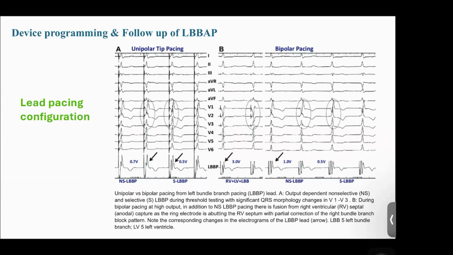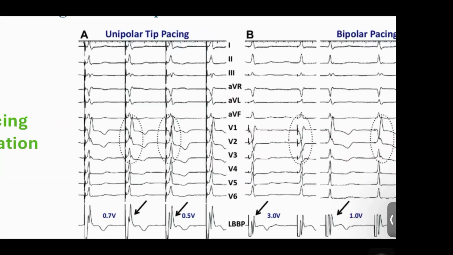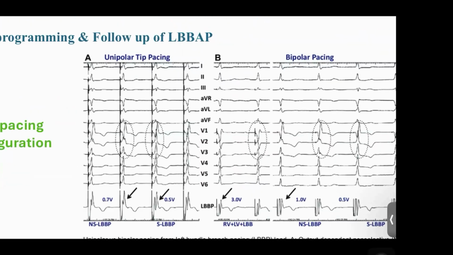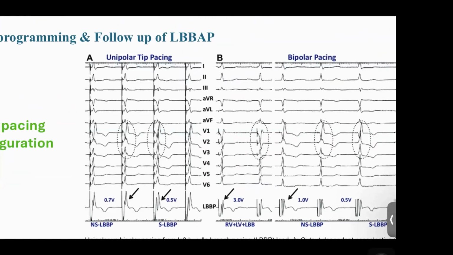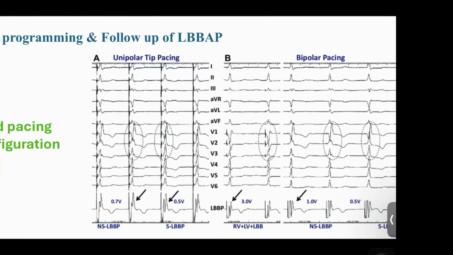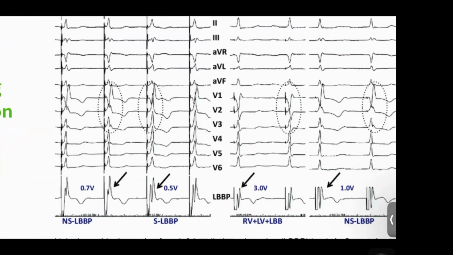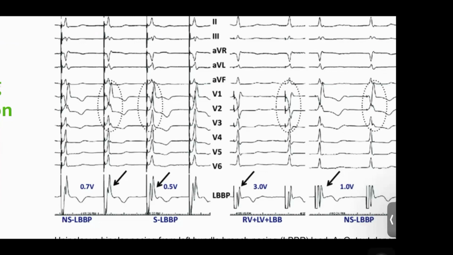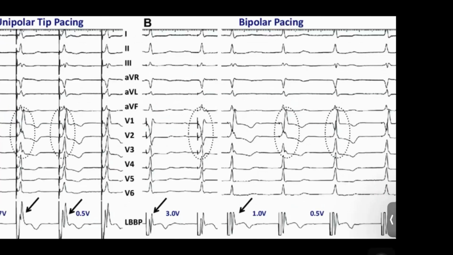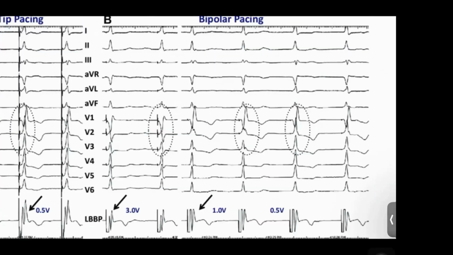Lead pacing configuration. And here in image A, unipolar tip pacing and bipolar. Which configuration should we choose? Okay, if we see here in unipolar tip pacing, it changed from non-selective in V1 to selective when decreasing amplitude.